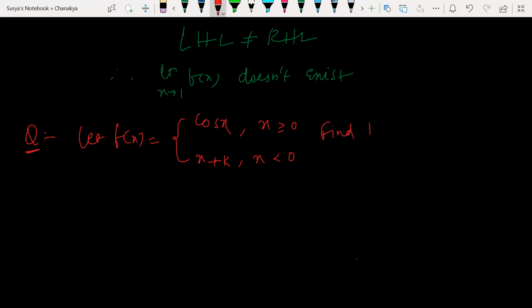Find the value of k given that the limit as x tends to 0 of f of x exists. He only told that the limit exists here. So the limit existing means we have to find the k value. For the limit to exist, we have to find the k value. Look at this. How can I find it?